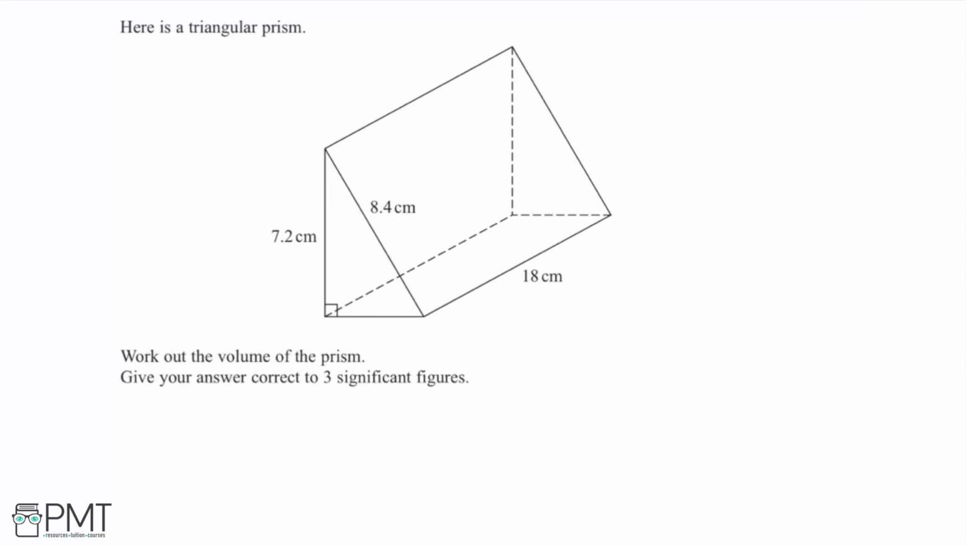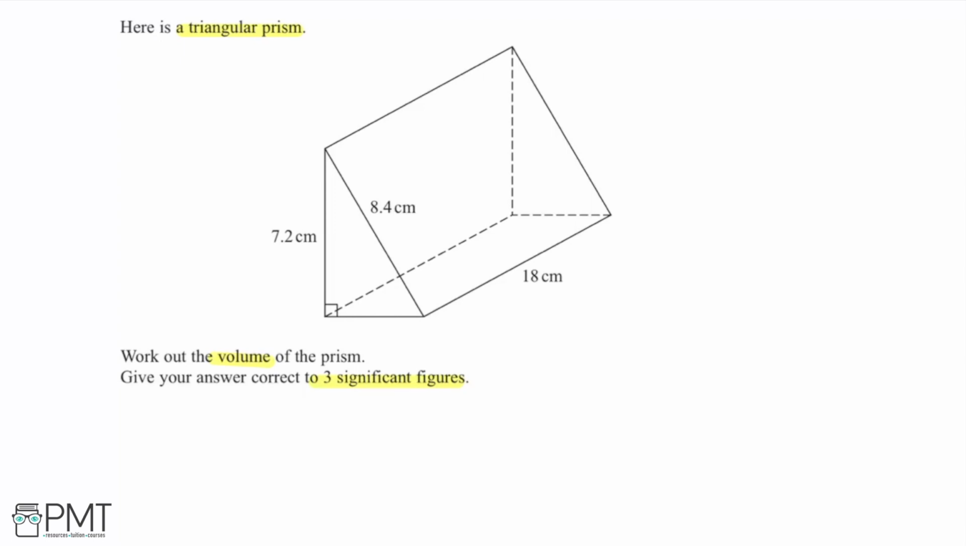So here we have a triangular prism, and we're given a diagram of this prism below. And we're asked to work out its volume, giving our answer correct to 3 significant figures. Looking at the diagram, the front face of this prism is a right-angled triangle. And then we have the length or depth of the prism, which is this line, which is 18 centimetres.